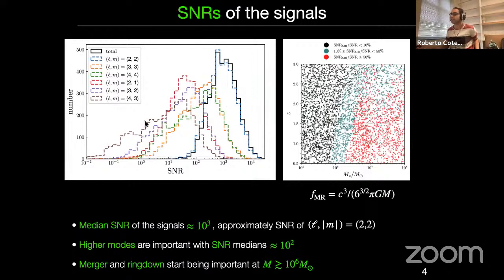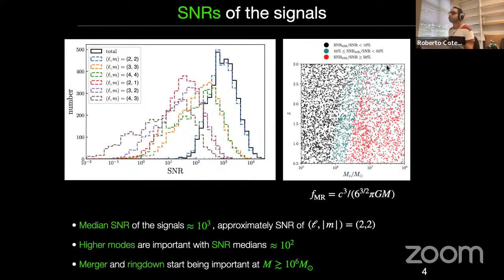But I also show the SNR contained in the other harmonics, and you can see that they are not negligible. For some of them, the SNR medians are around 10 to the 2. So this means that even if the contribution is subdominant, it's still large enough to be important for the signal.